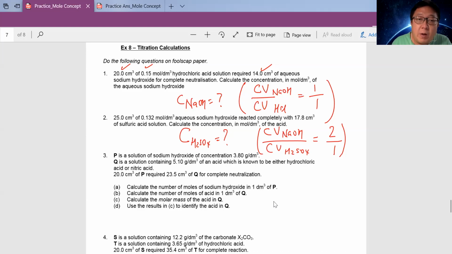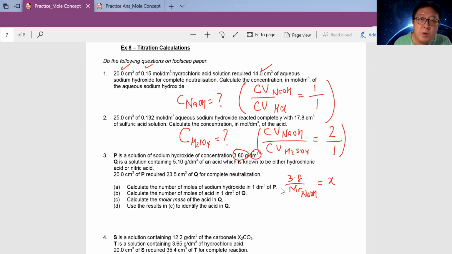What is the meaning of number of moles of sodium hydroxide in 1 dm cube of P? So from here, can you see that is dm cube below? So just convert 3.8 over the Mr of P. What is P? Sodium hydroxide. Okay, you get answer X.